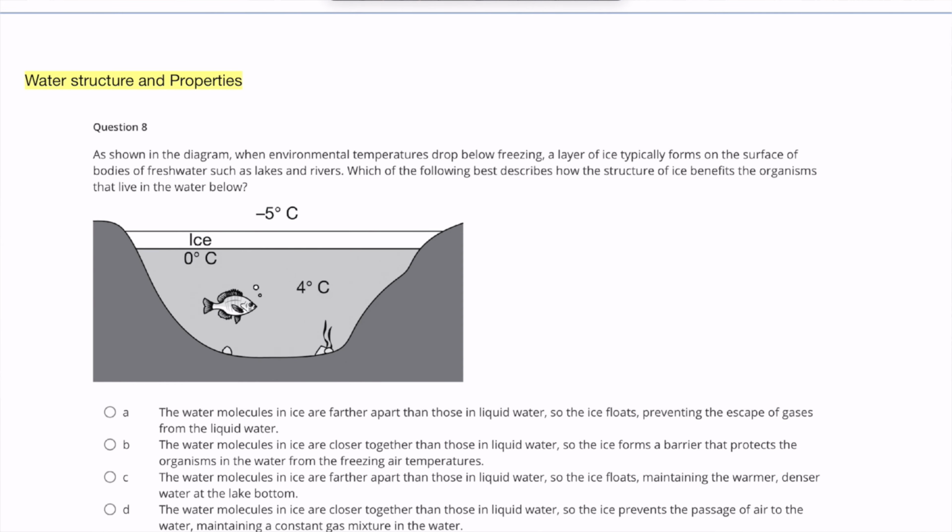Here's another one of those water property questions. This one talks about the density of water in a solid and liquid form and so forth. And here's how the question goes. As shown in the diagram, when environmental temperatures drop below freezing, a layer of ice typically forms on the surface of bodies of fresh water, such as lakes and rivers. Which of the following best describes how the structure of ice benefits the organisms that live in the water below?